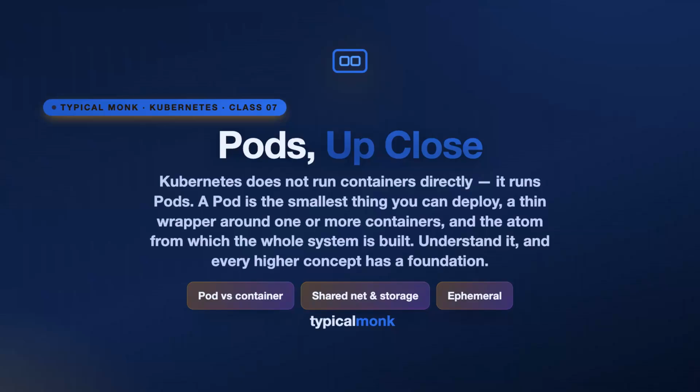Deployments manage pods. Services route to pods. Scaling means more pods. So if you truly understand the pod, what it is, why it wraps a container, what its containers share, how it lives and dies, then every higher level concept in Kubernetes suddenly has a solid foundation to stand on. Today, we open the pod right up. By the end, you will know exactly what a pod is, why it exists, and the crucial fact that pods are disposable, which explains why the rest of Kubernetes is shaped the way it is.